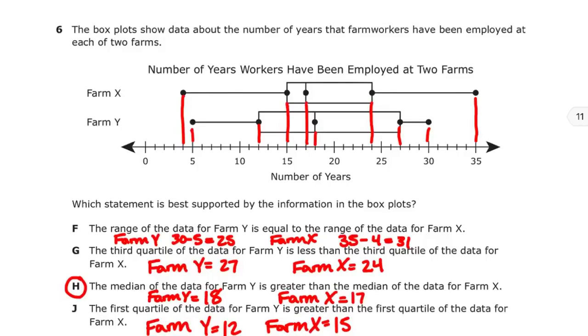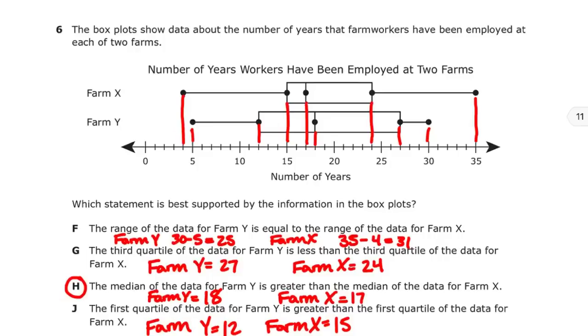to find the range. Okay, let's go through the letters. So for F, it says the range of the data from form Y is equal to the range of the data from form X. Okay, so in order to find the range, you take the 2 dots at the very beginning and end, subtracting from each other, and that's how you find the range, basically finding the in between. For form Y, that comes out to be 25. For form X, that comes out to be 31. So those are not equal to each other, so that cannot be our answer.